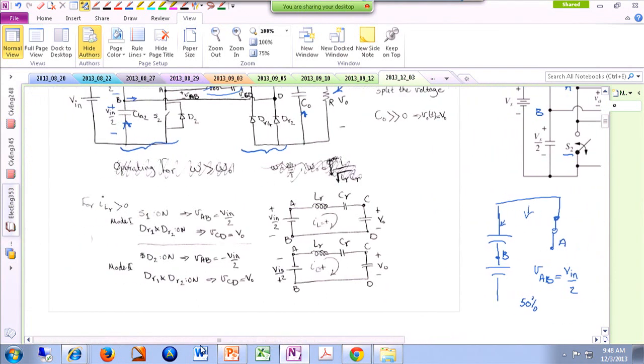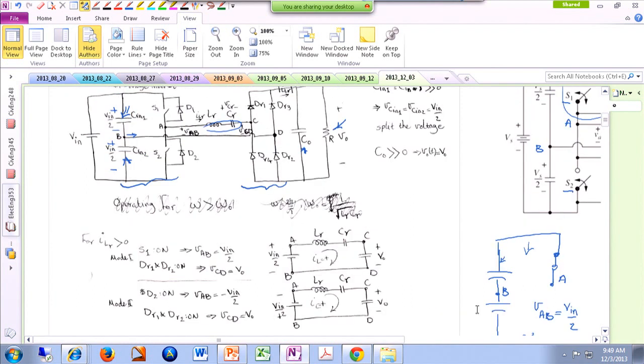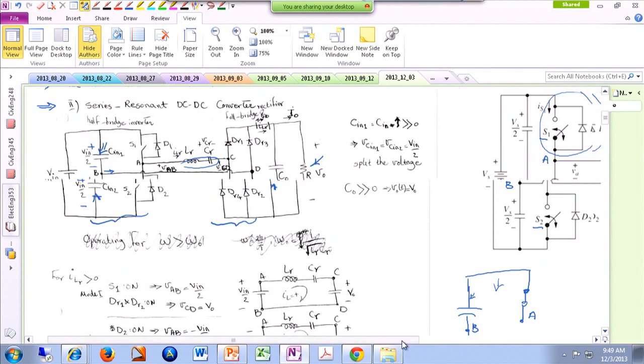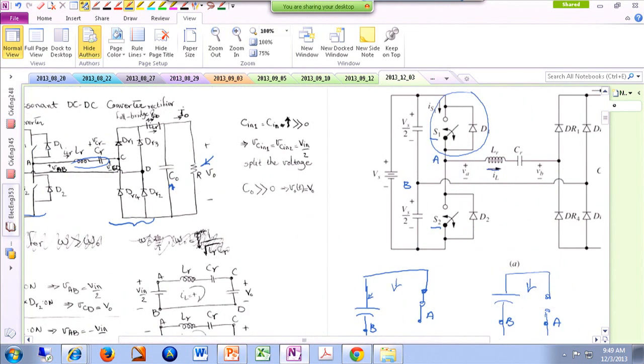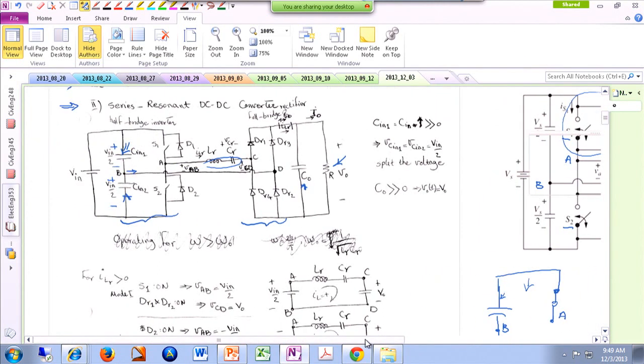So this is as far as our switching pattern is concerned. Now, if you look at the operating modes, technically you can argue that we have 4 different operating modes. And you can divide them into 2 subcategories. In some of these operating modes, the current of the resonating inductor is positive, and in some of them it is negative. If the resonating inductor current is positive, you can argue that you have 2 modes.